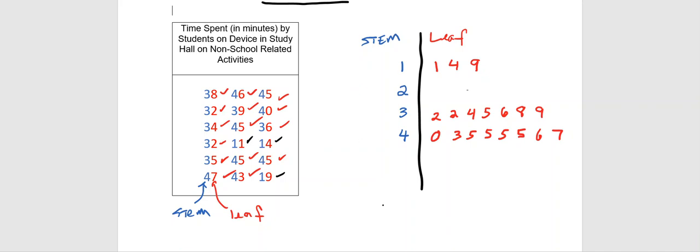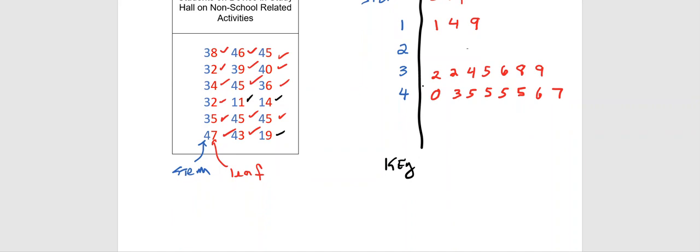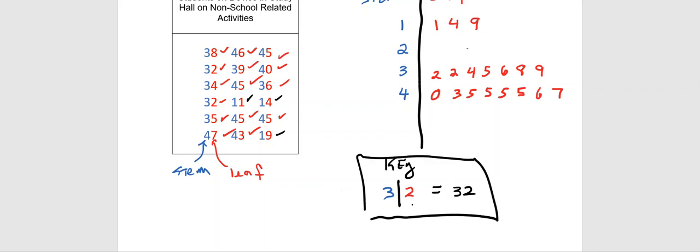Now, the last thing you'll want to do is to make a key. That allows us to interpret the data. So in our key, we write the word key, and I take any one of my pieces of data. So I'm going to take like this 3, 2, the 3 representing the stem, the 2 representing the leaf. And I'm going to show that the way I interpret that is to mean that it represents the data value of 32. So that is my key, and that's just as important. So there's your stem and leaf plot.